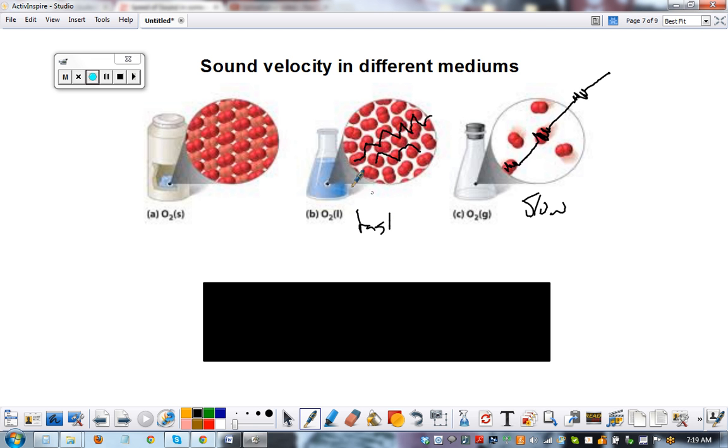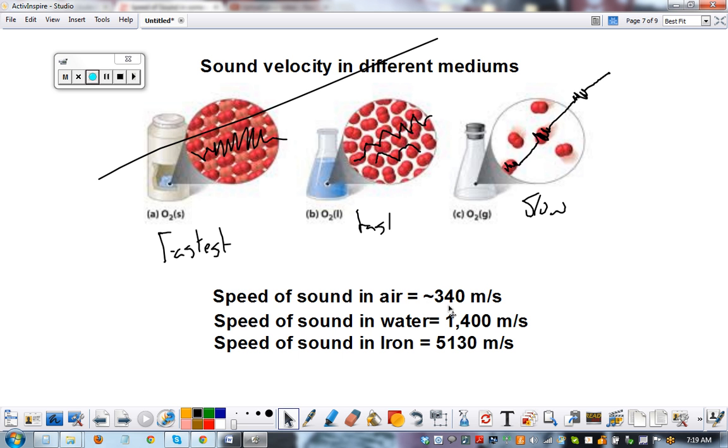In metal, the molecules are right next to each other and the waves just fly through, and the waves go really long. That's why you can put your ear on a train track to hear if a train is coming, even if it's miles away, because it's traveling along the metal. So the metal is fastest. Here are some examples. In air, average velocity is about 340. In water, 1,400. In iron, up to 5,000 meters per second. That's really, really fast because it's all about how far the molecule has to go to send the message to the next one.